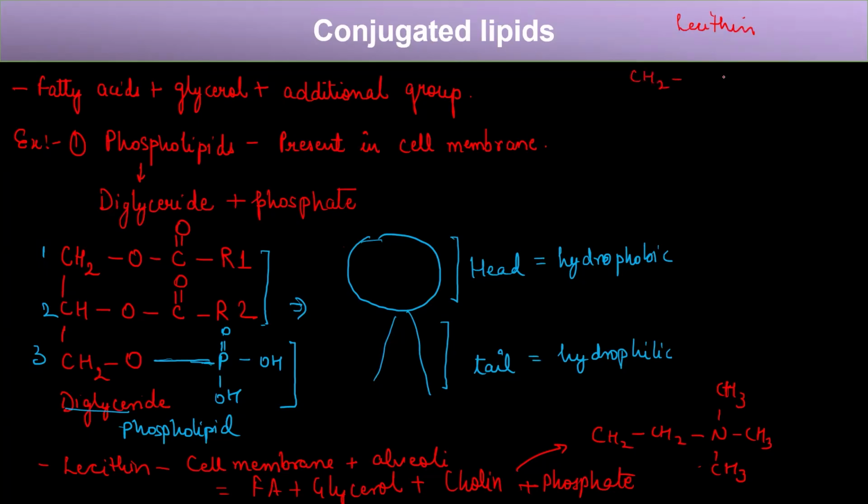You have your CH2O CO R1. This is your CHO CO R2. Then you have your CH2O. This is your phosphate OH, and this O will form a bond with the choline, that is CH2, and then you have CH3 and CH3. So this is your structure of lecithin.